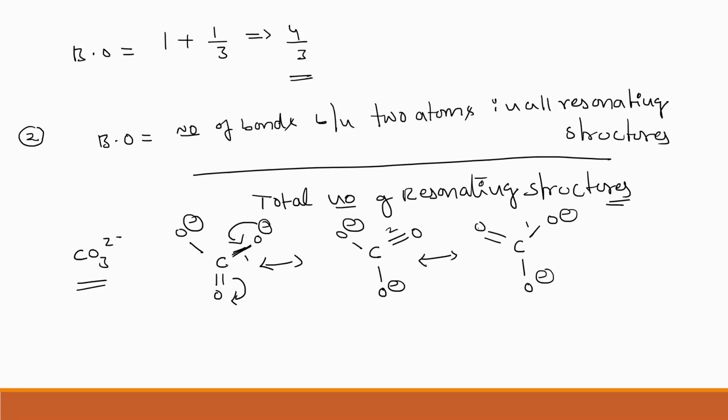Okay, so how many bonds between carbon and oxygen? 1, 2, 1. So the total number of bonds is 4. And how many resonating structures do we have? We have 3 resonating structures. So the bond order is 4 by 3. So in the first method we got the bond order 4 by 3, and the second method also gives the bond order 4 by 3.